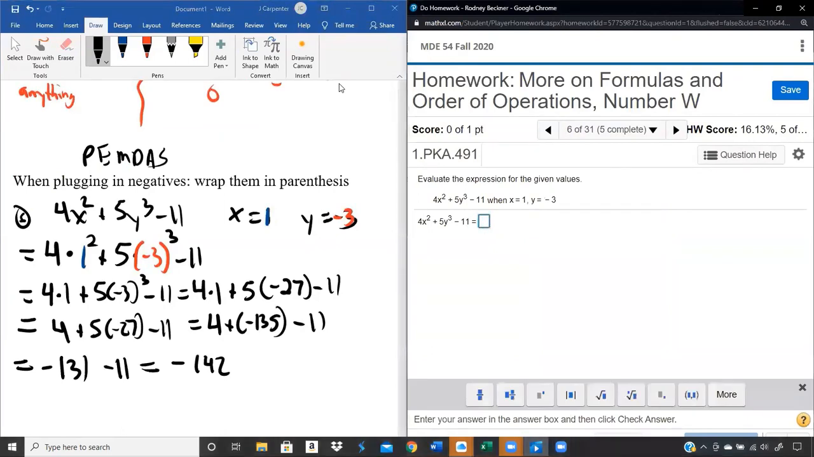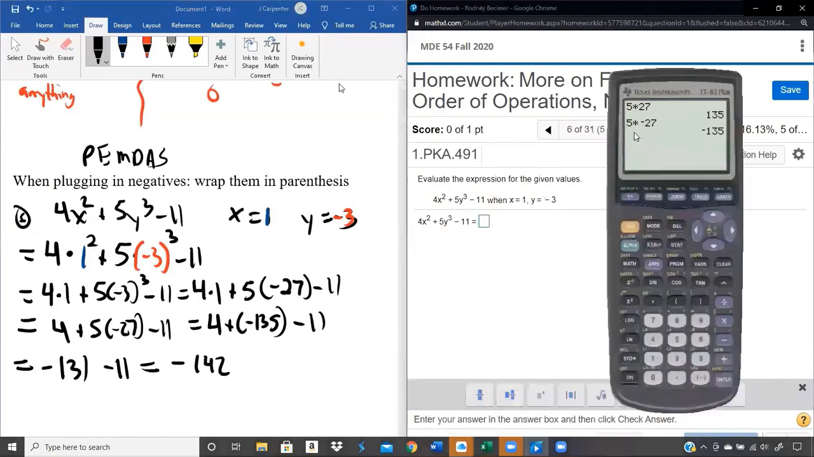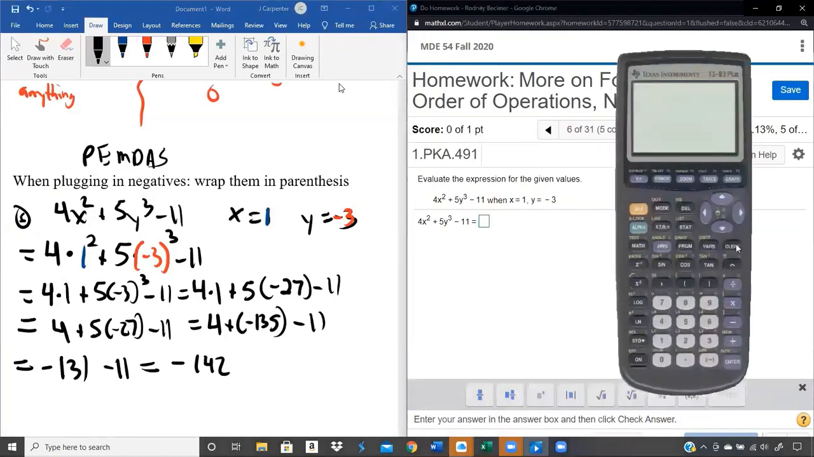In fact, let's use our calculator to confirm it before we even put it in. Maybe we're just scared. So the 4x squared, that would be 4 times 1 squared. Then plus 5 times the y cubed. Now I have to wrap that in parentheses because of the negative and to make sure that the cube is applied to the negative as well. Then the minus 11. Let's see.